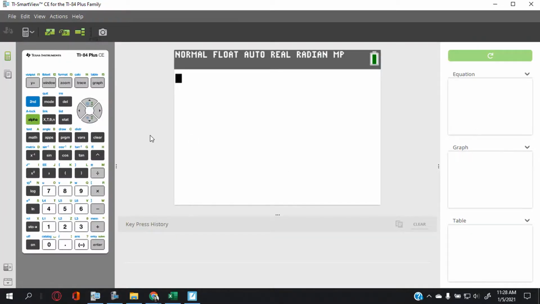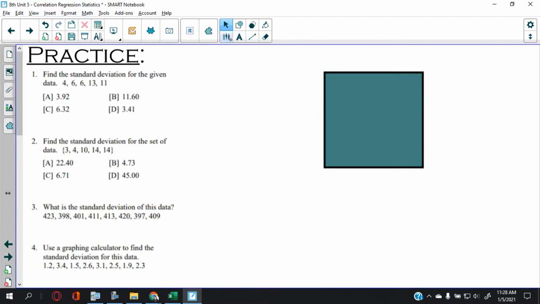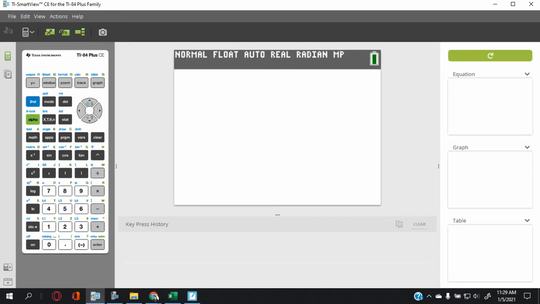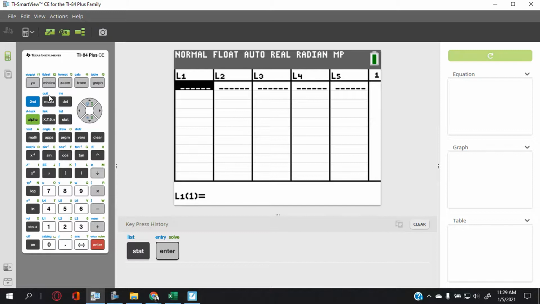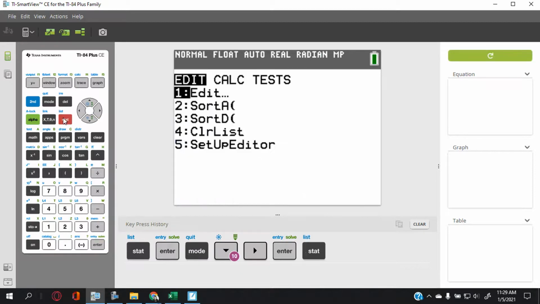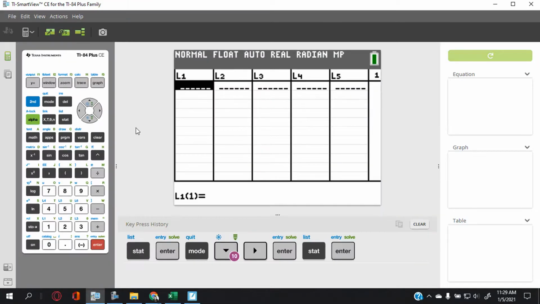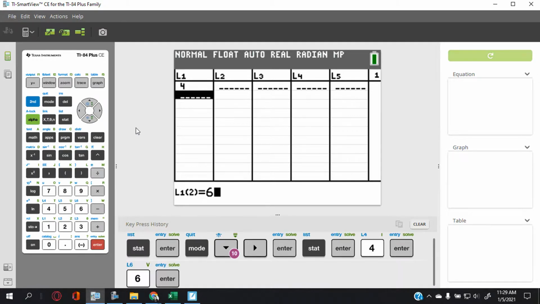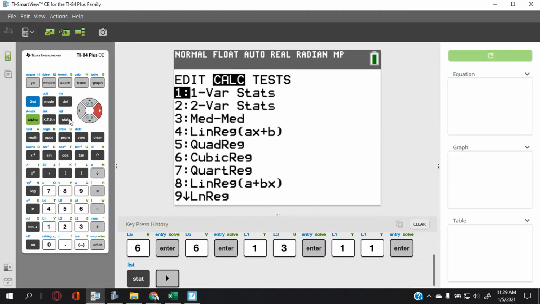So here I got my TI-84. I'm going to enter in the data, and I'm just going to do one. Question number 1: I need to find the standard deviation of 4, 6, 6, 13, 11. So let me go to stat, edit. By the way, I have to make sure the diagnostics mode is on. Of course it's not, so turn it on. Stat. The numbers are 4, 6, 6, 13, 11. Double check. Okay. Stat, calc, one variable stat, enter, calculate.